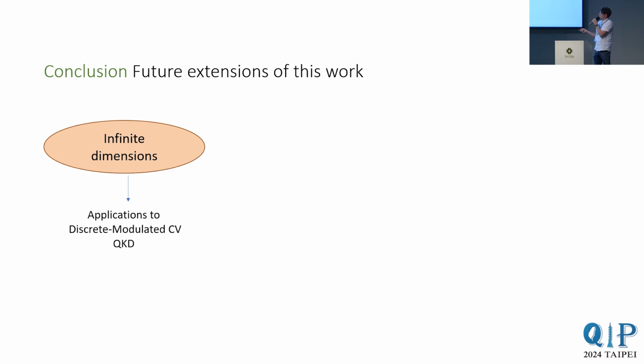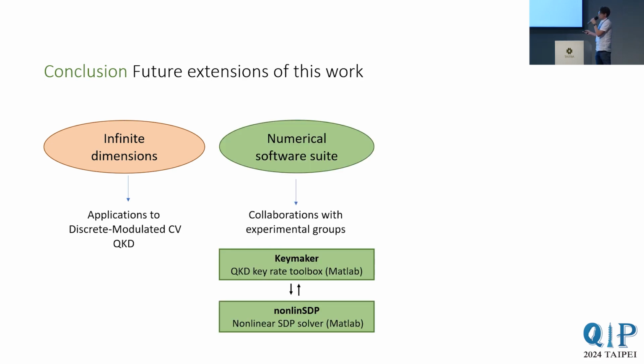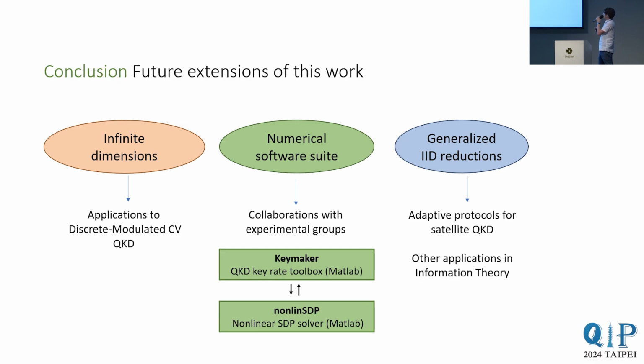And this should be important, for example, to apply our security proof to discrete modulated CVQKD. Another one is to develop collaborations with experimental groups. In particular, I'm interested in developing a software toolbox to help experimental groups apply these techniques. And then finally, maybe more relevant for this audience, I'm interested in generalizing this IID reduction that we proved for QKD to more general scenarios.